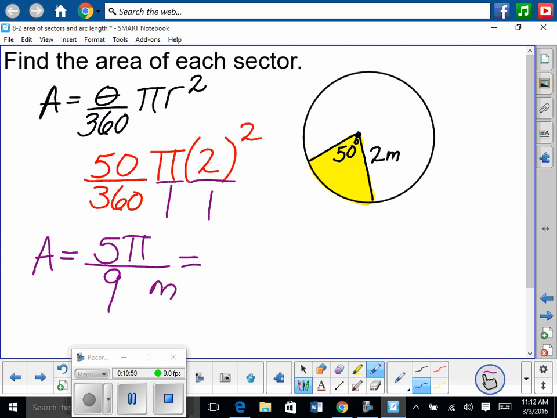So, I want both answers. That's the mathematician answer. Now, 5 pi over 9 is 1.7. I typed it into the calculator, 1.7 meters. So, you guys understand, hopefully, that that's not the length of the arc. That's filling in the area of that section. Does that make sense, everybody? So you've got to know the difference.